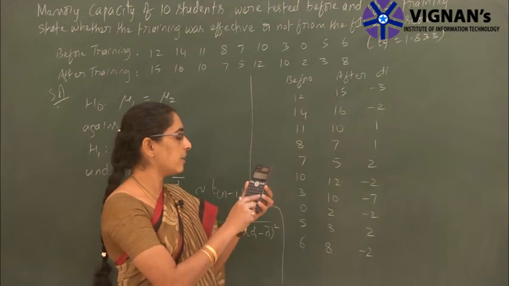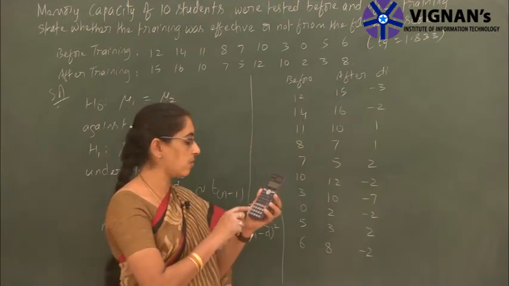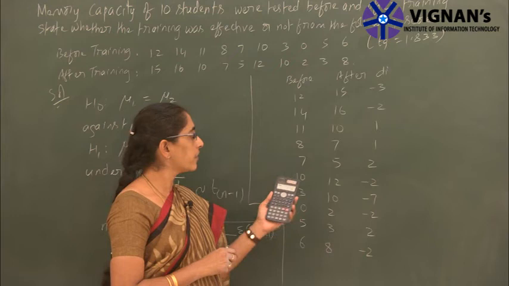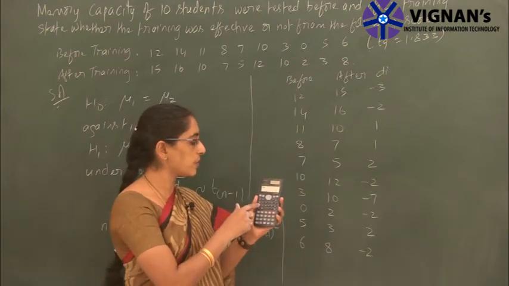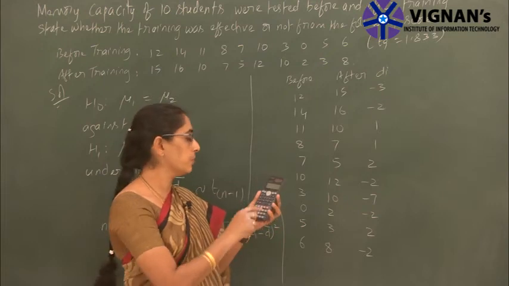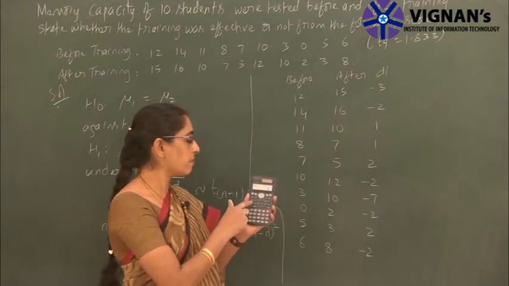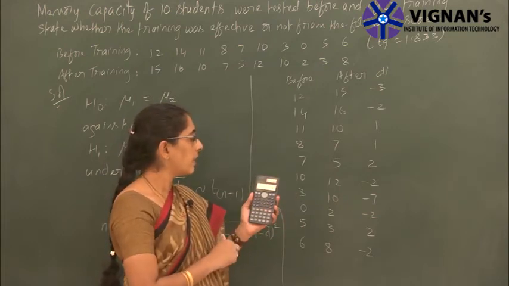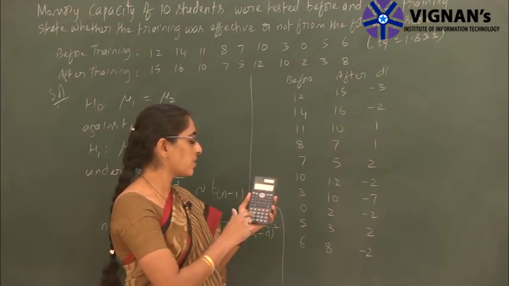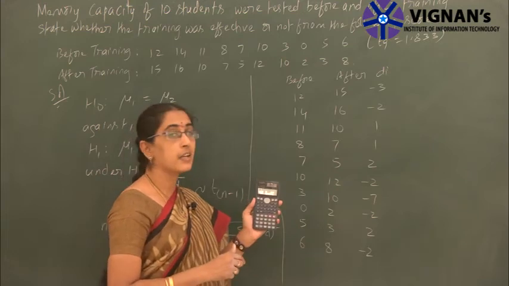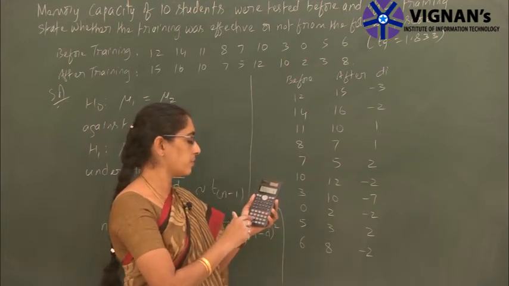Third observation 1. Fourth observation is also 1. Then fifth observation is 2. Sixth observation minus 2, so minus within a bracket and 2. Then seventh observation minus 7. Eighth observation minus 2. Ninth observation plus 2. And 10th observation is again minus 2.